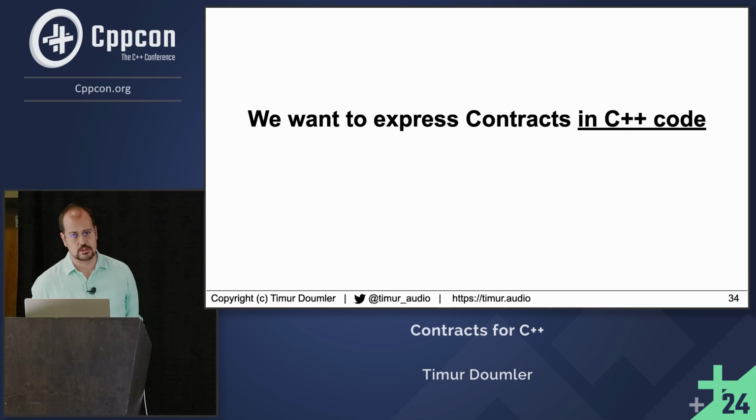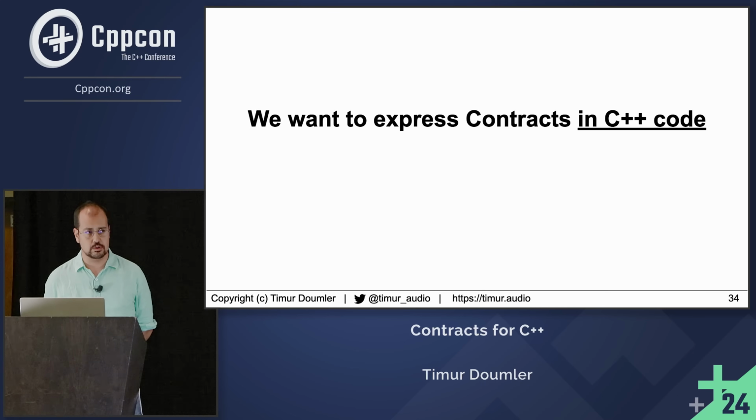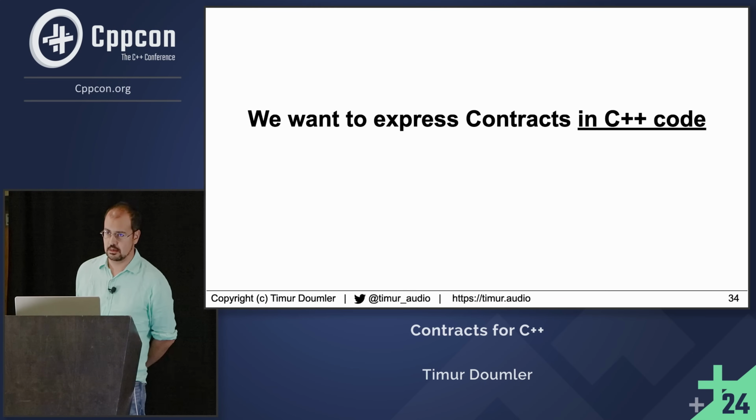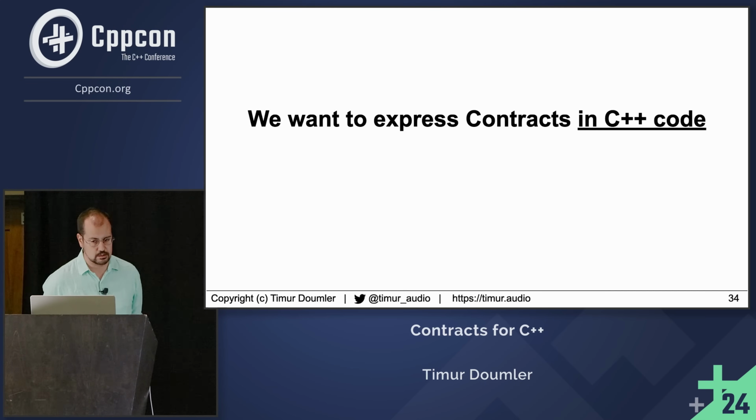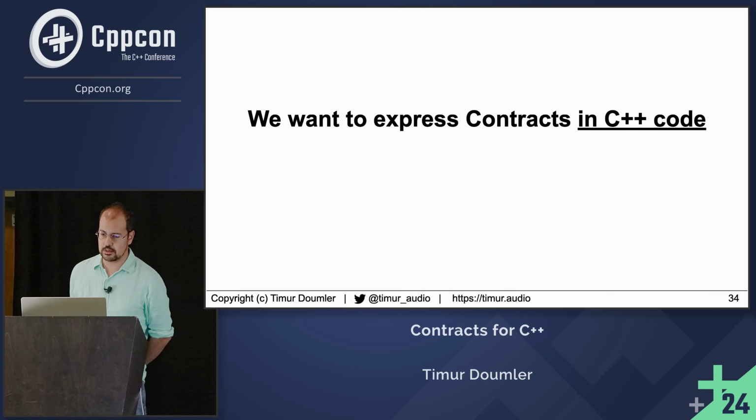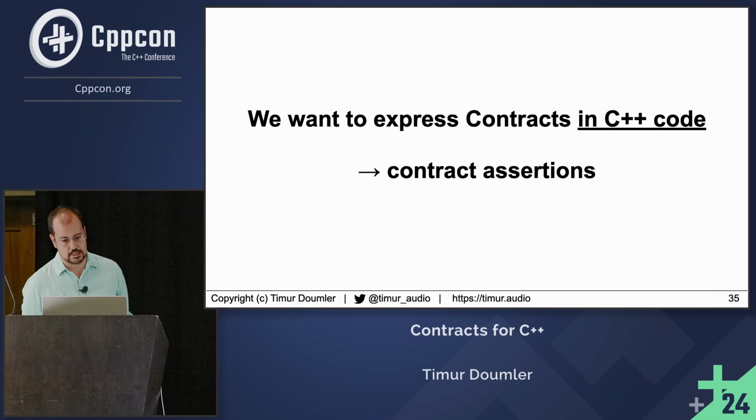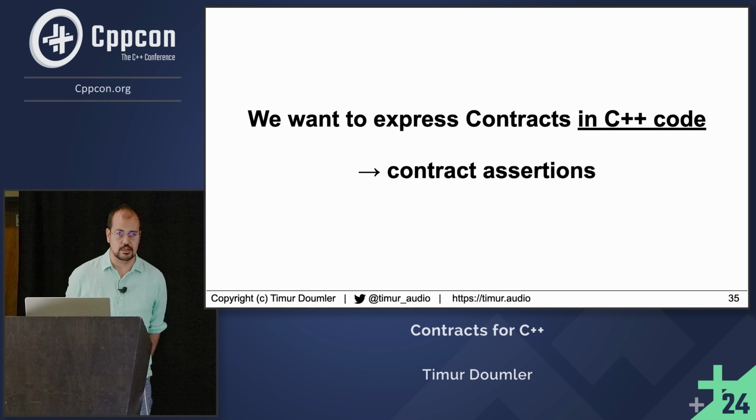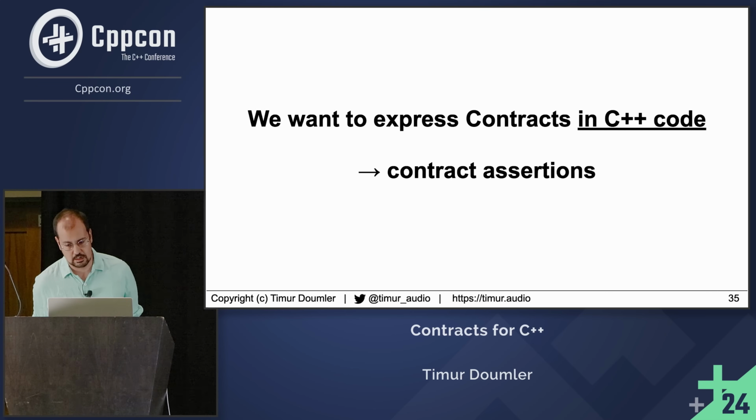But what we really want to do is express contracts in C++ code, right? Because that gives us a lot of benefits, a lot of things we can do with them. This is kind of the whole point, express contracts in code, which leads us to contract assertions. And that is the feature that lets us do that.